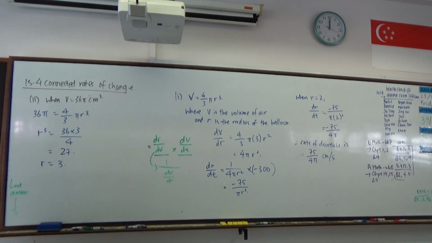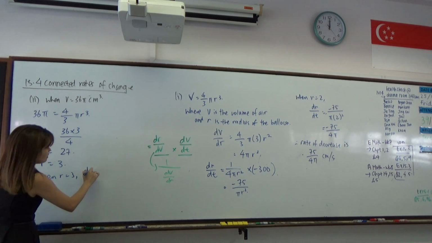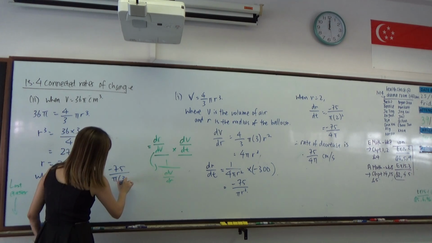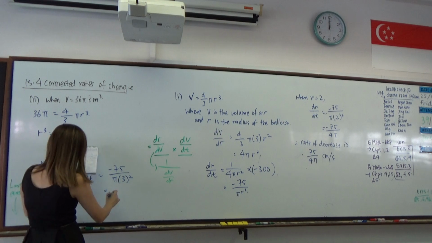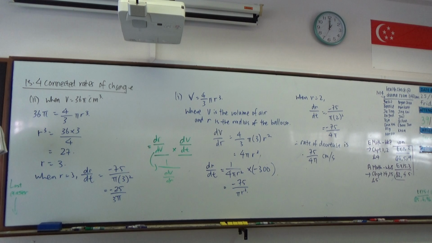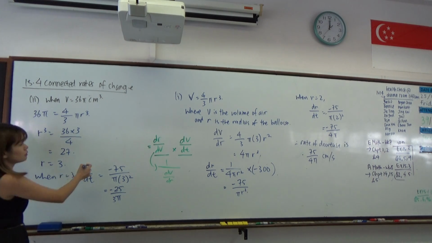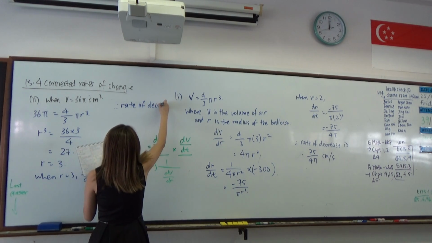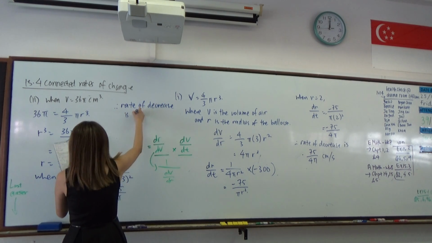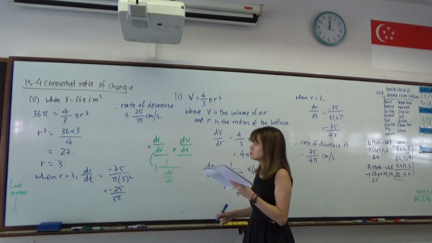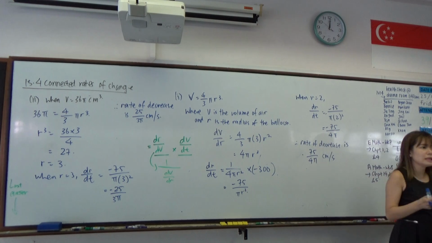So R is equals to 3. Alright, then when R equals to 3, we can find out what is our dr over dt. And that will give us negative 25 over 3 pi. So therefore the rate of decrease is 25 over 3 pi cm per second.